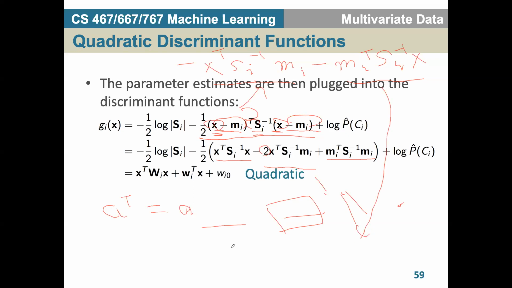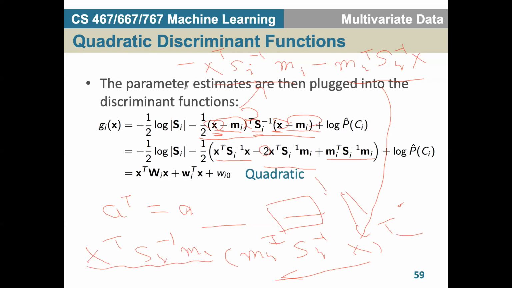Transpose of the whole thing: you go in this direction, so this becomes x transpose, Si inverse transpose, mi. But Si is symmetric, because it's a sample covariance matrix. So the transpose cancels, and this term is exactly this term. That's how we derive this. Any questions?